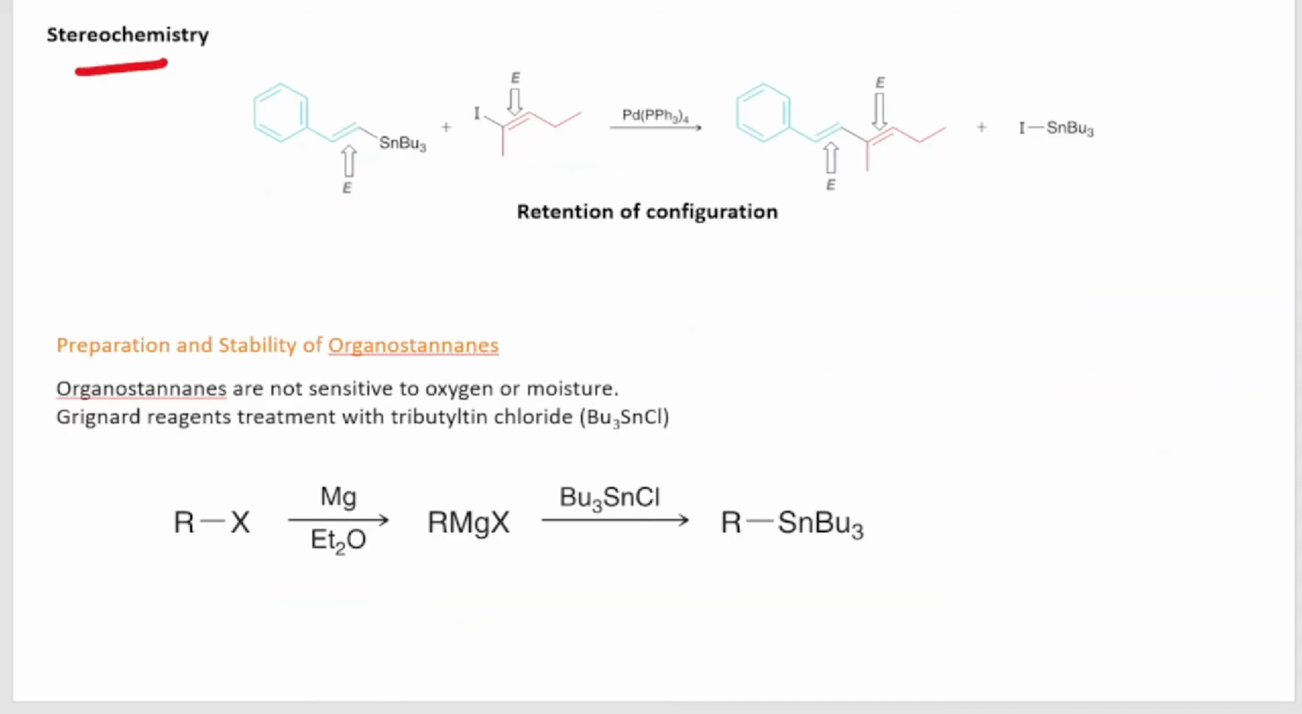Regarding stereochemistry, if both your reactants have E configuration, then definitely your product will retain this E configuration. So there is retention of configuration.